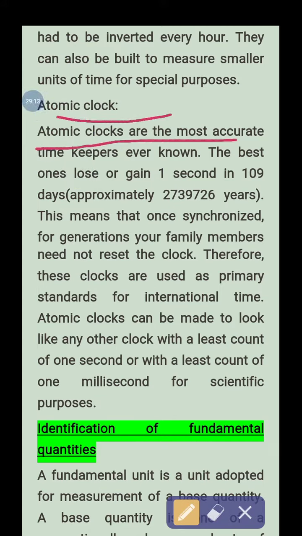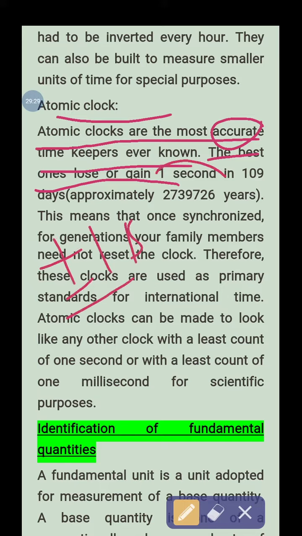Atomic clocks are the most accurate timekeepers ever. Atomic clocks are the most accurate time-giving machines. The best one loses 1 second, only plus minus 1 second is the time lag, in approximately 190 days, 2739726. This means that once synchronized, from generation to generation your family need not reset the clock.